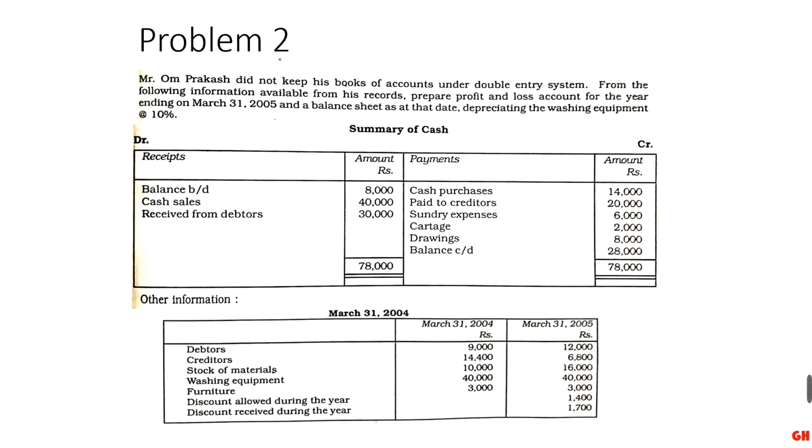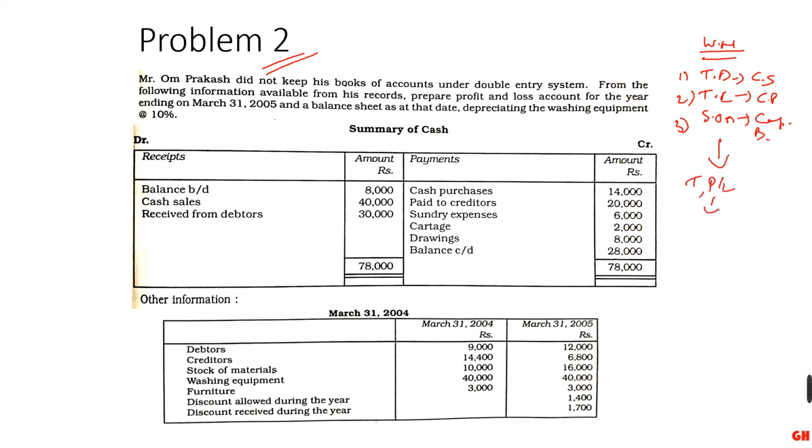So let us start with the solution of problem number 2 of single entry. First we need to prepare the working notes. The working notes are total debtors, total creditors and statement of affairs. So total debtors we prepare to get credit sales, total creditors to get credit purchases, and statement of affairs to get the capital balance. From this information we will be preparing the trading profit and loss account and balance sheet.